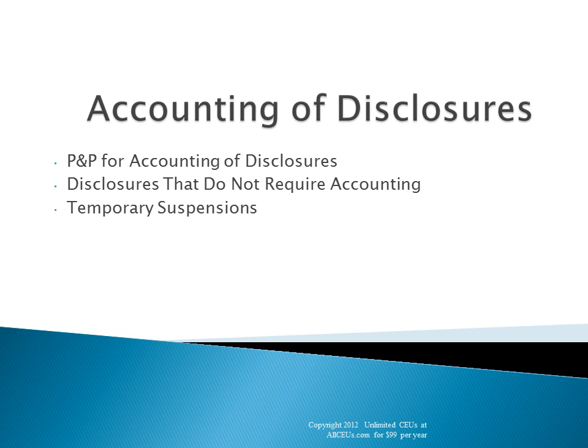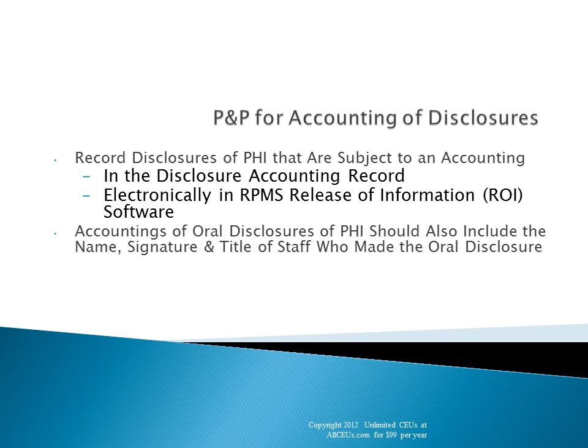Accounting of disclosures. Record disclosures of protected health information that are subject to an accounting in the disclosure accounting record or in the release of information software if you're using electronic medical records. Accountings of oral disclosures of PHI should also include the name, signature, and title of the staff who made the oral disclosure. So you need to make sure it's in the record if you call Jim Bob's probation officer and talk to him about how Jim Bob is doing.